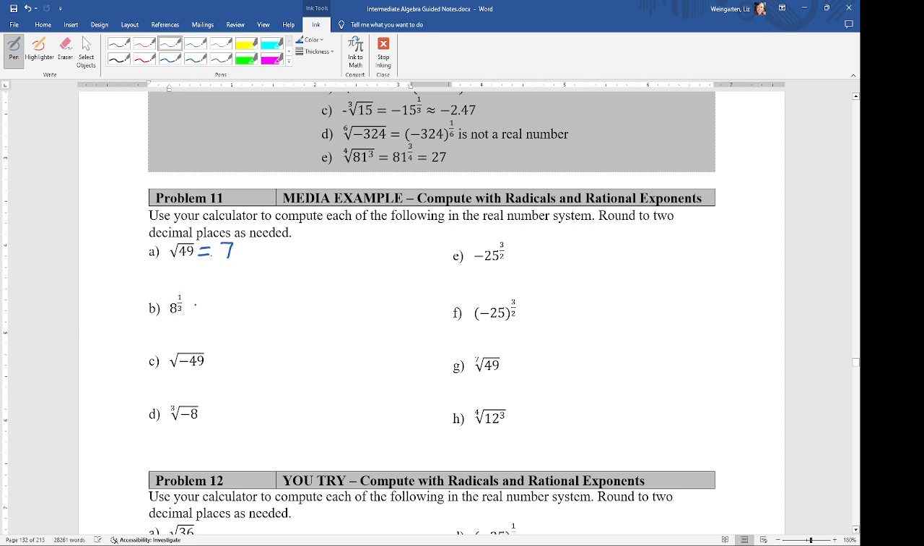8 to the 1/3 power, you can type that in your calculator if you don't know the solution. That gives us 2. How about the square root of a negative 49?